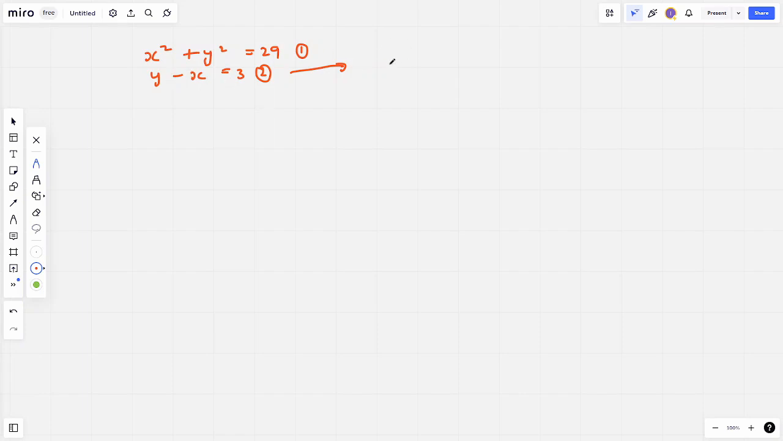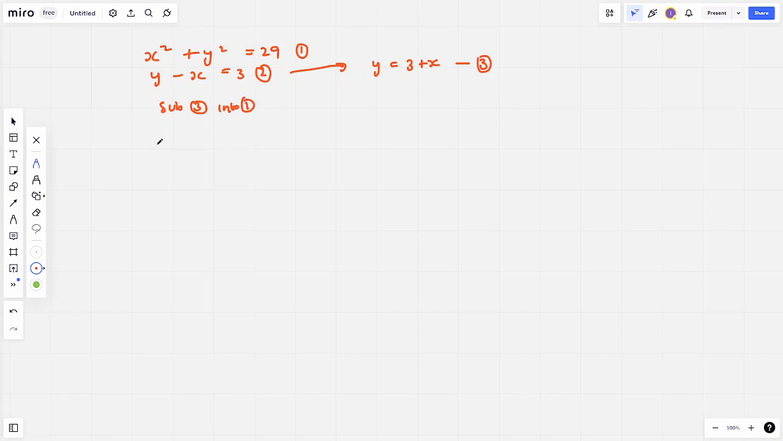We can either get x or y as the subject. As y is already positive on this side, we can just rearrange the equation by adding x to both sides. So that's y is equal to 3 plus x, as we've just moved the x over to the other side. Now this is going to be our new equation 3. Again, remember, we must always substitute the new equation into the equation we've not touched, which is substitute equation 3 into equation 1.